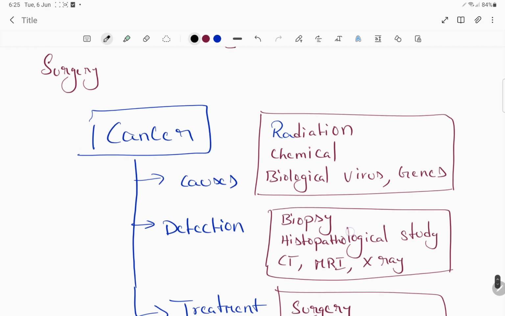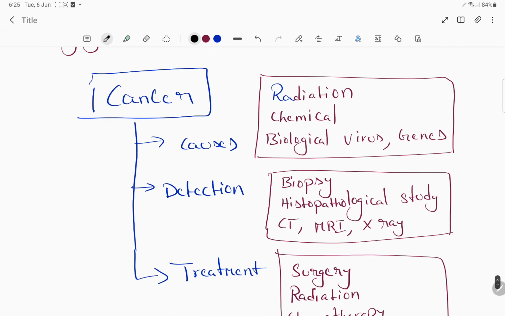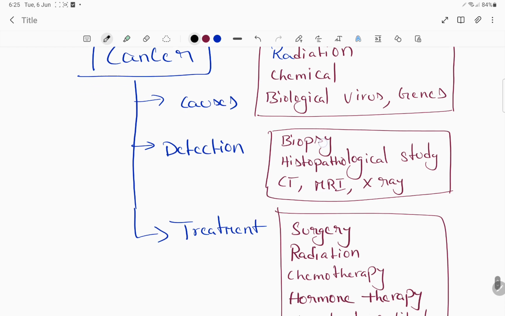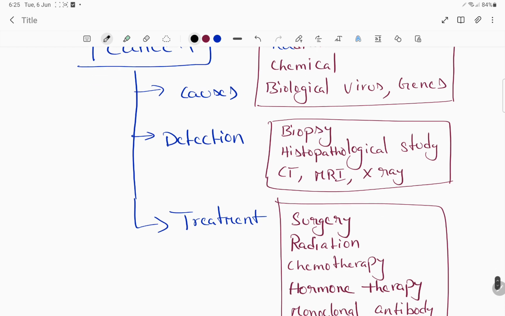Now we are going to recap cancer. The causes are radiation. In radiation, ionizing is X-rays and gamma rays, and non-ionizing is UV rays. Chemicals, for example tobacco. Tobacco has nicotine. These things cause chemical cancer. Biological cancer is caused by oncogenes and oncoviruses.